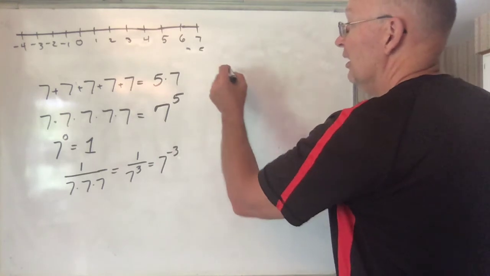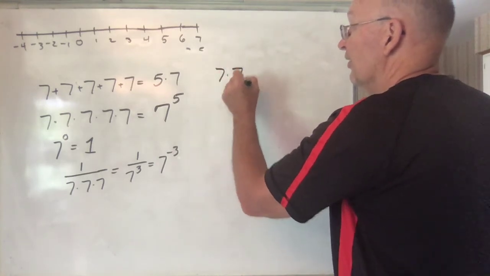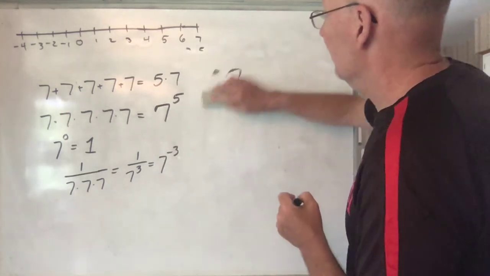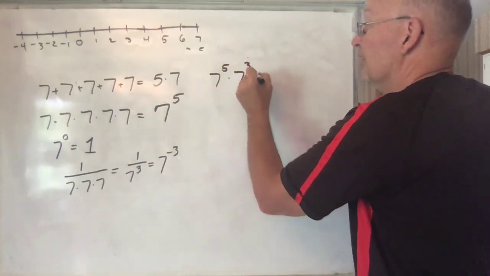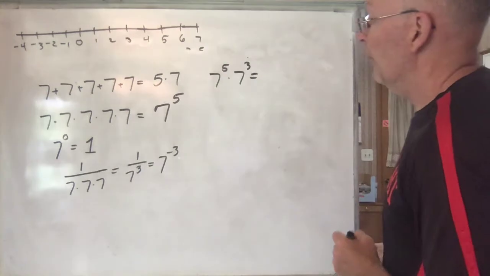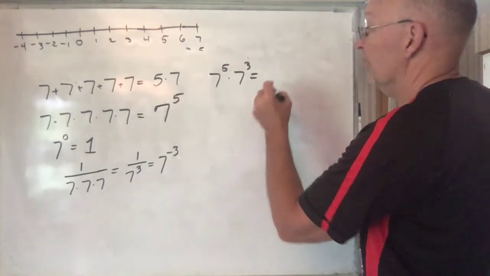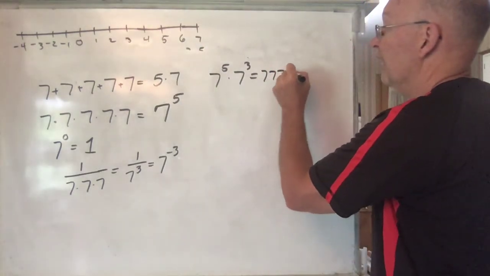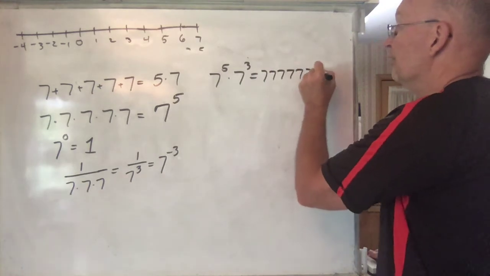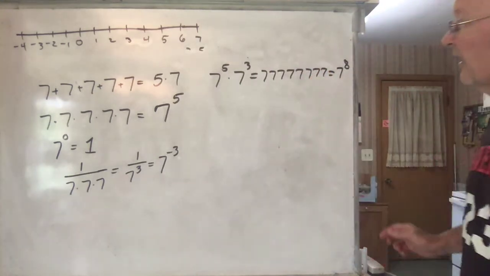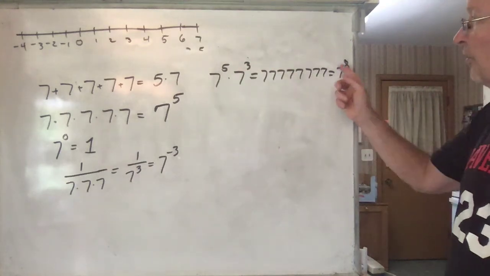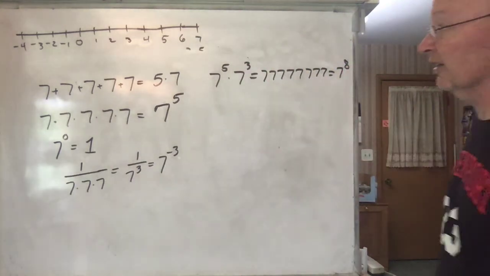For example, if you have 7 to the 5th times 7 cubed, what's that going to be equal to? 7 to the 5th is 5 of them. 7 cubed is 3 of them. You multiply all those together, and you get 7 to the 8th. So you see that you just add these exponents together.